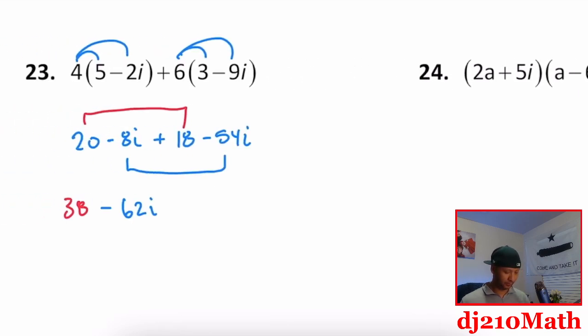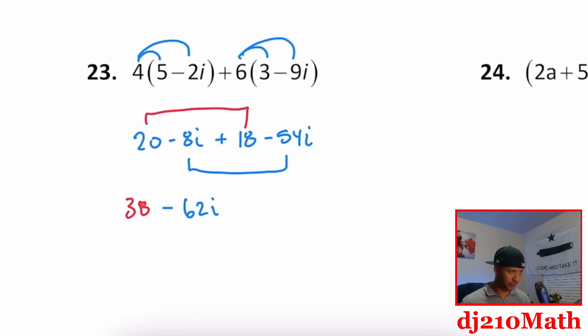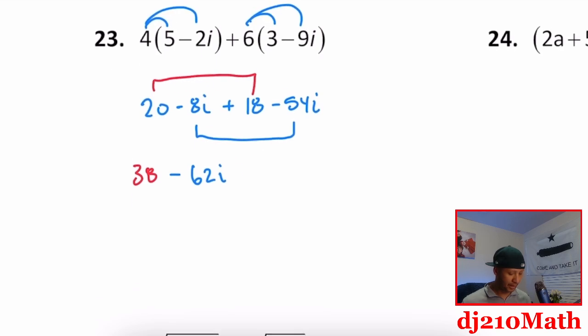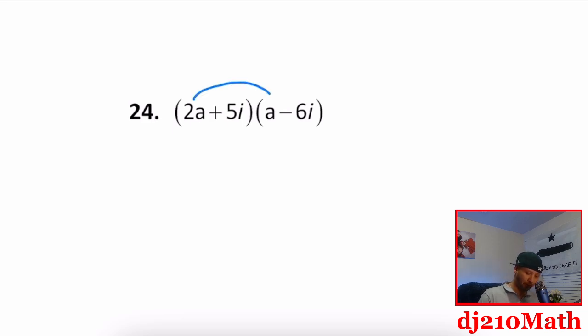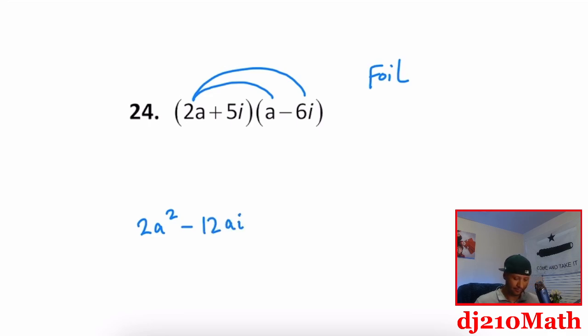24. All right, so these two are completely different, right? 23 was addition and then combine. 24 is just straight multiplication. So we have to FOIL this out. Right, FOIL, that's first, outer, inner, last. So first, 2a times a is 2a squared. Outer, 2a times negative 6i is negative 12ai. Inner, 5i times a is plus 5ai. And then last, positive times a negative is a negative. 5 times 6, 30, i squared.